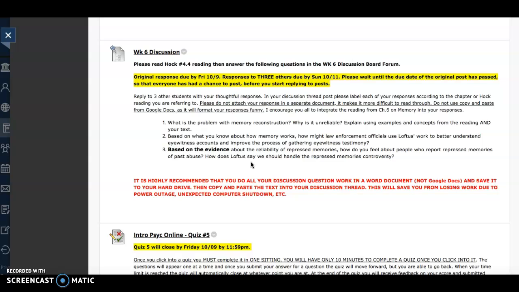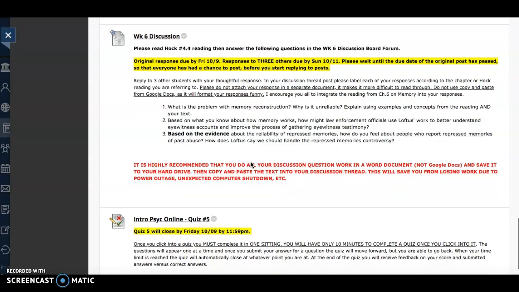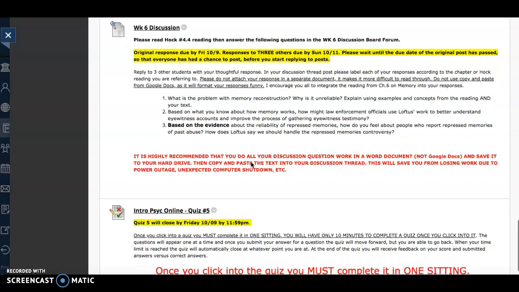And Loftus did a lot of work here too, and it became a little bit controversial because the research that she found did not support this idea that we can repress a memory of something traumatic. And people didn't like that very much. So you want to talk a little bit about that there. So that's the topic for your discussion. Just remember to integrate in both the main chapter as well as the Hawk reading.